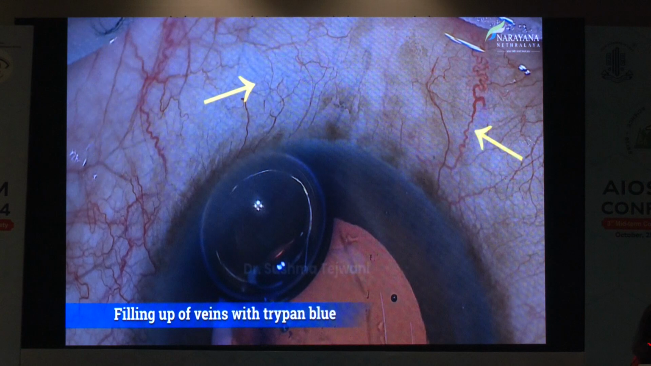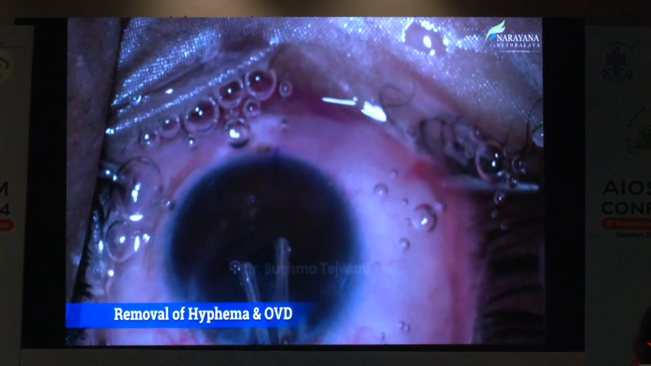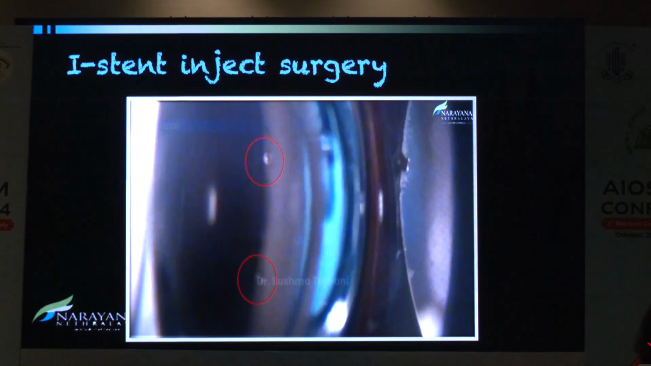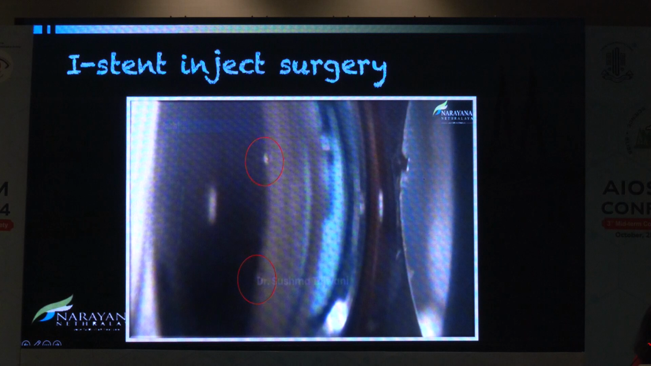If you put trypan blue dye, you can even see the veins or outflow channels being prominent there. This is the post-operative picture showing iStents in the angle in the same patient, as seen in the OPD when you are looking at the post-operative gonioscopy, so as to see the position of the implants.